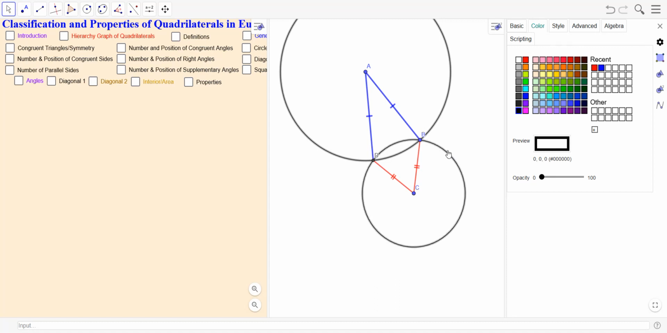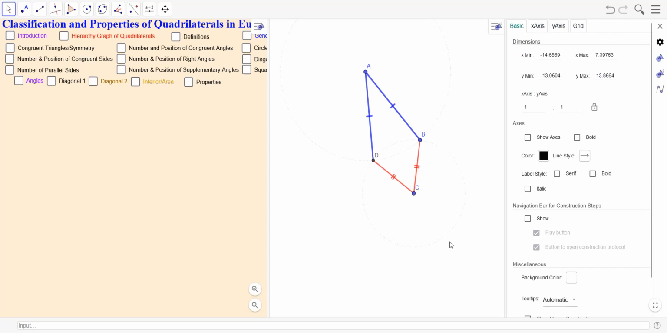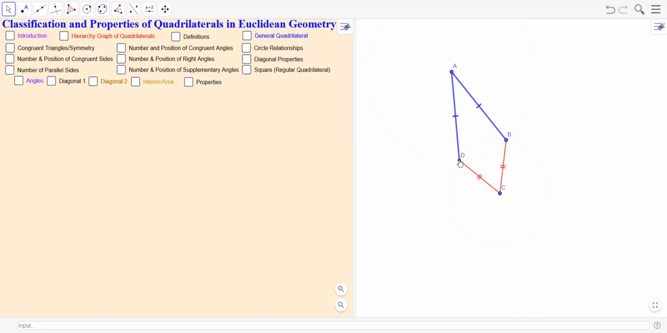So these things we can hide or make dotted or something. Okay, so there is a general kite.